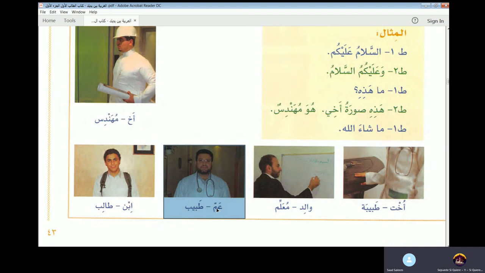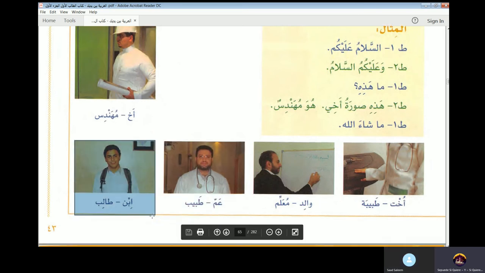This is a picture of my uncle. Huwa tabib, he is a doctor, masculine. MashaAllah, God wills what He wants.